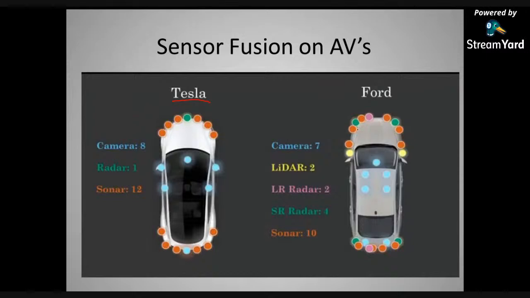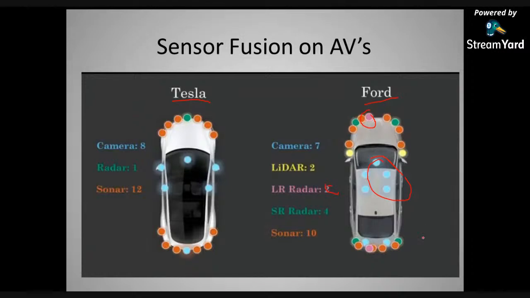So you can see the next one is a Ford car. This Tesla car is using fewer sensors, while the Ford car is using more sensors. You can also see the color code which represents the cameras: blue represents the cameras on the top of the roof, which face the sides of the car as well as the front of the car. And there is a radar at the front of the car. This Ford car also uses sonars, four at the rear and six at the front.